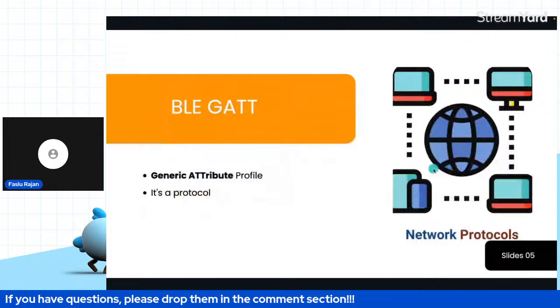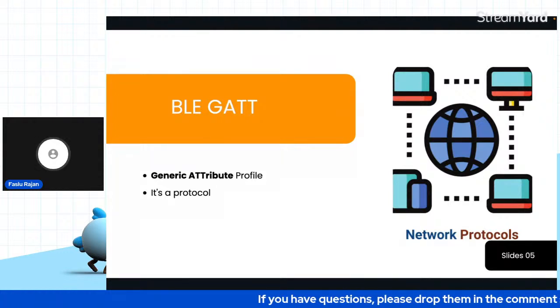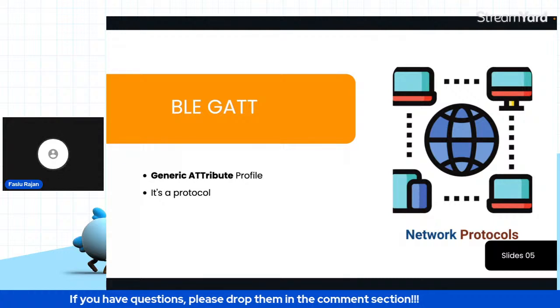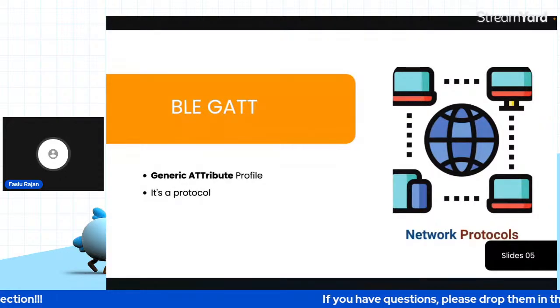And when it comes to it, okay, let's come to the BLE GATT. BLE GATT is a protocol. What does protocol mean? A set of rules. Everything should have rules to work in a proper way. For example, the internet has a protocol. So everything is working under that protocol. That's why everything is working in a correct way.